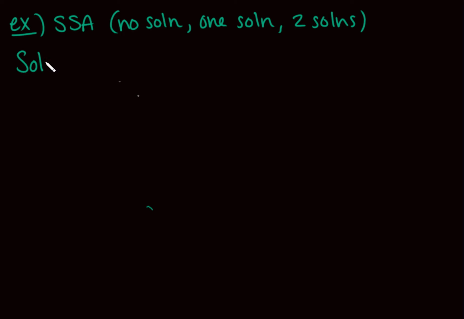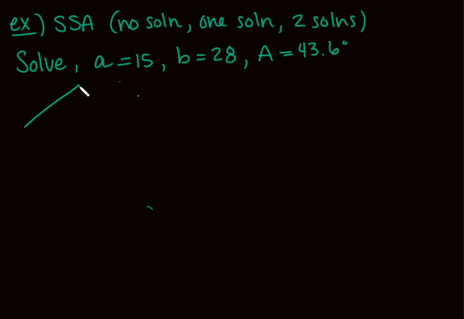Let's solve where we have, let's say a is 15, b is 28, okay, and so side, side, angle, I don't have the included angle, is 43.6 degrees. So when I write down this triangle, I'm assuming it exists. It might not exist, but let's see what we got. So this is 15, b is 28, and A is 43.6 degrees.